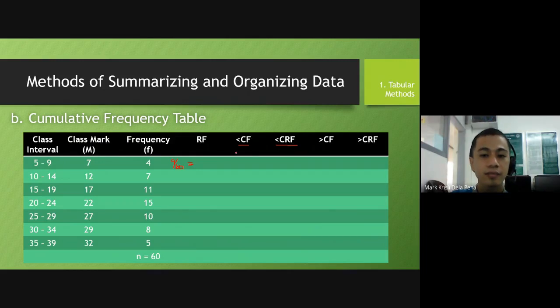The difference is that the less than cumulative frequency is based on the frequency, while the less than cumulative relative frequency is based on the less than cumulative frequency divided by the sample size. To get the less than cumulative frequency, we will start with the first frequency, and that's 4.